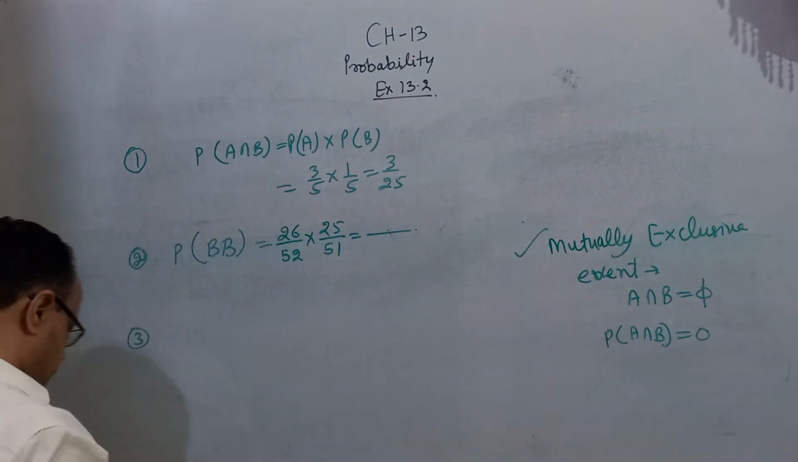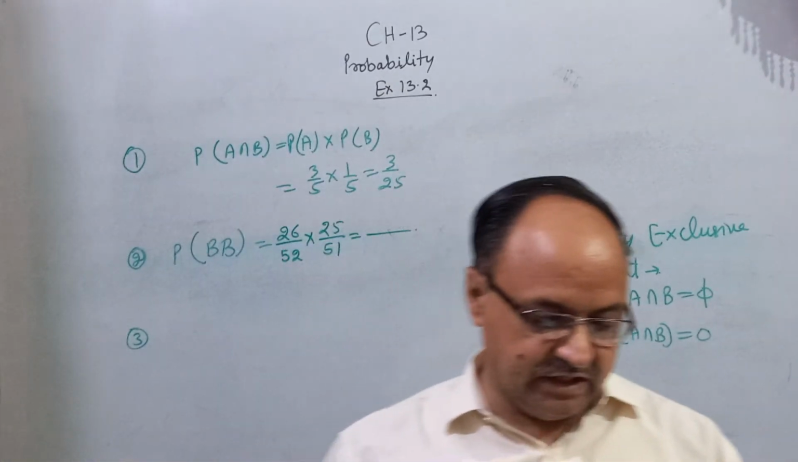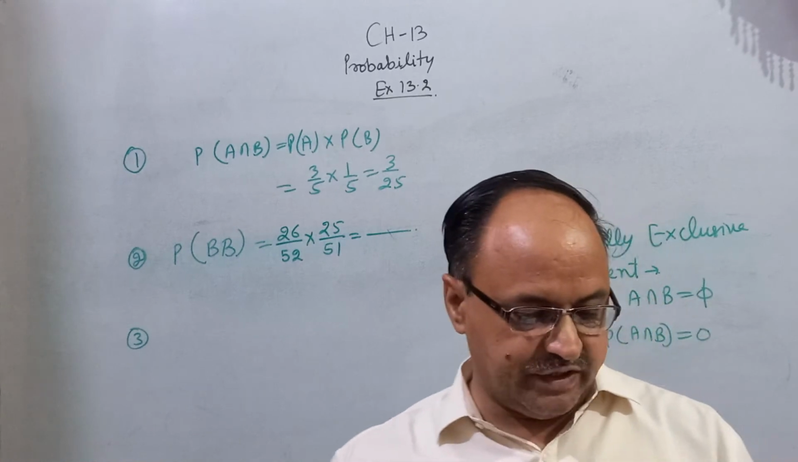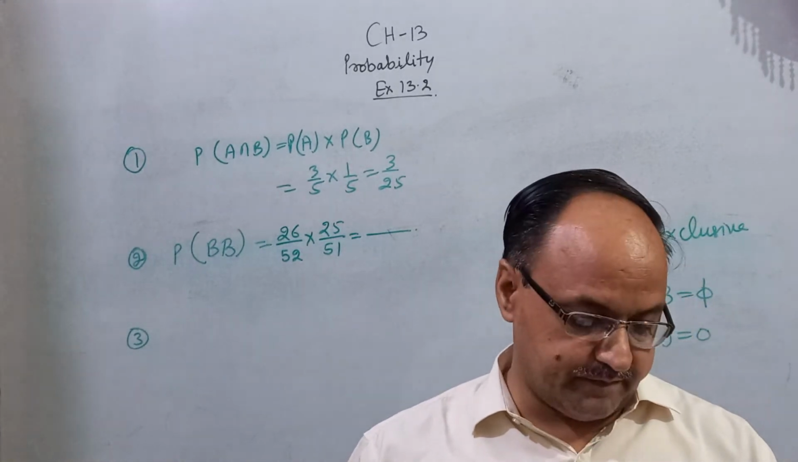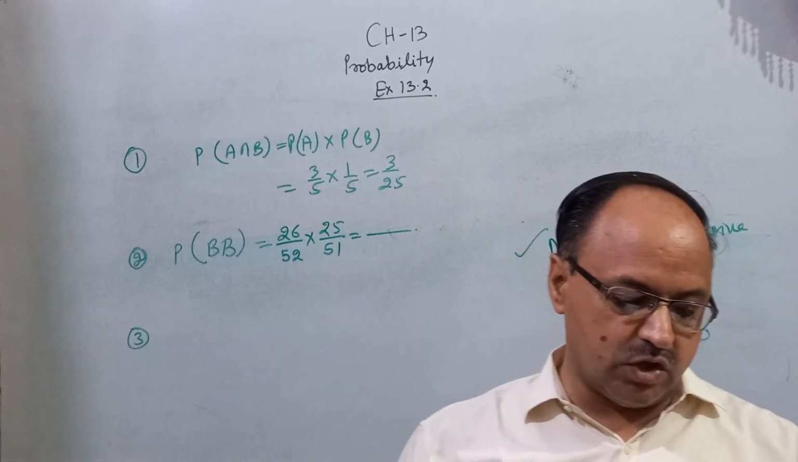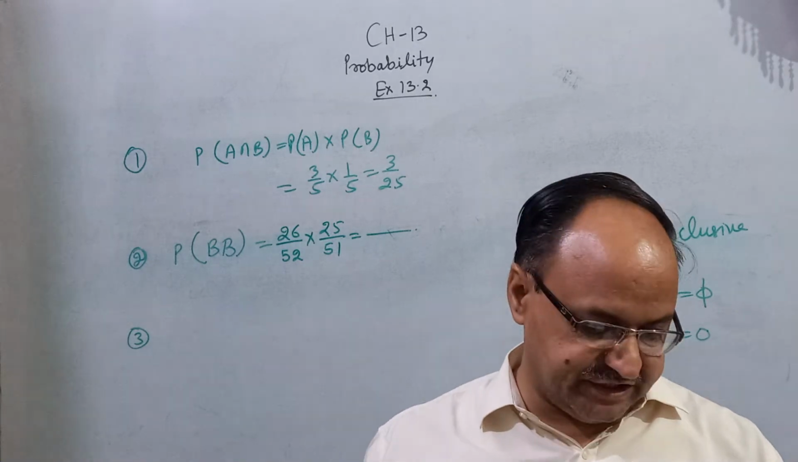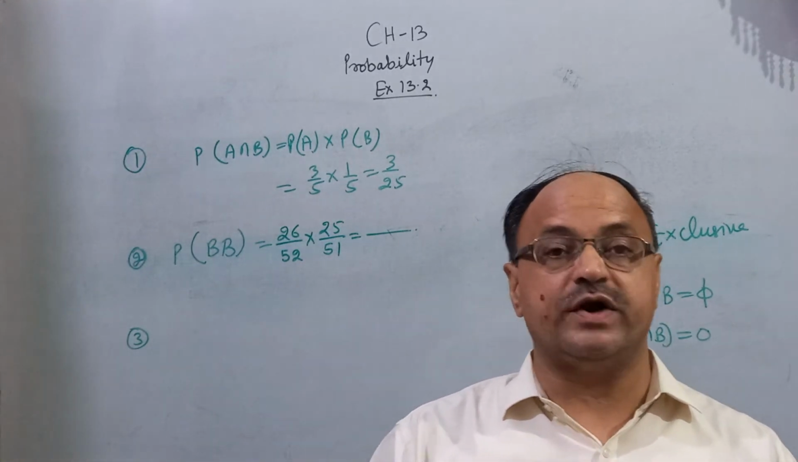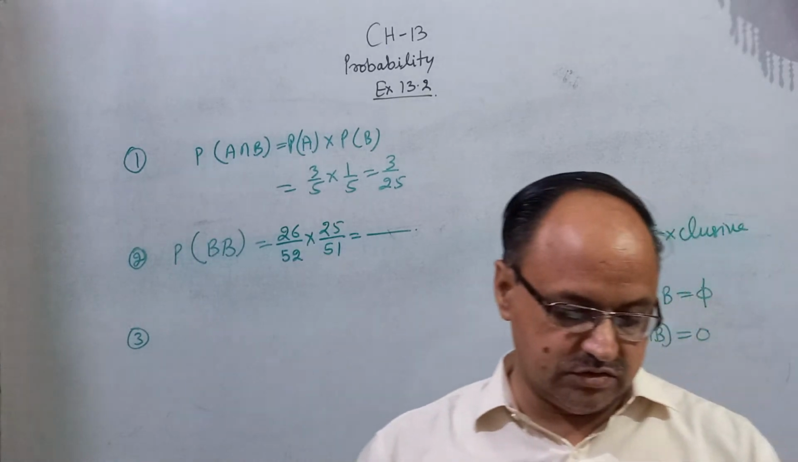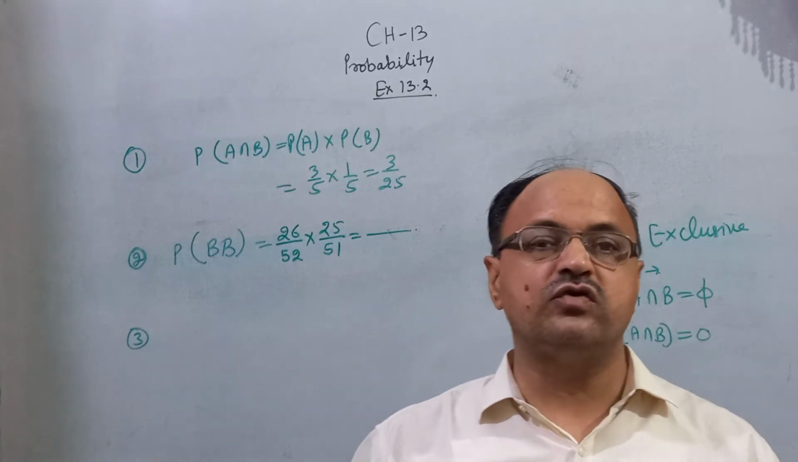Third question. A box of oranges is inspected by examining three randomly selected oranges drawn without replacement. Without replacement means it is the case of the multiplication theorem. If all three are good oranges, the box is approved for sale. Otherwise, it is rejected. Find the probability that a box containing 15 oranges, out of which 12 are good and 3 are bad ones, will be approved for sale.